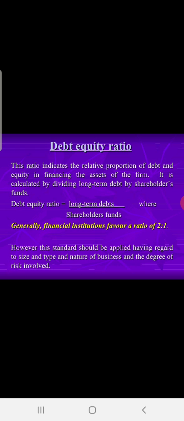Generally, financial institutions favor 2:1. The ratio is favorable. However, this standard should not apply regardless of the size and nature of a business and the degree of risk involved. So in this particular slide, you just have to remember the definition, the formula and what is favorable. The debt equity ratio is the ratio between long-term debts and the capital generated by the shareholders, the shareholders' fund. It should be 2:1.